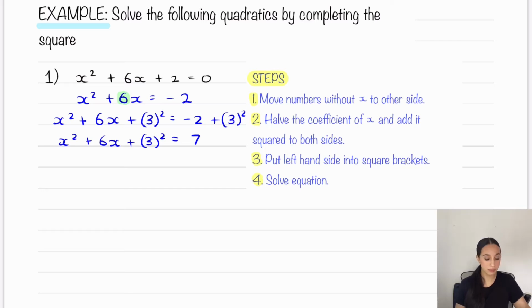Step 3 is to then put the left-hand side into square brackets. To do that, you look at your first and last term, and you put x and 3 inside the bracket, and you put the squared outside the bracket, and this still equals 7. Now you've completed the square, and you just need to solve the equation.